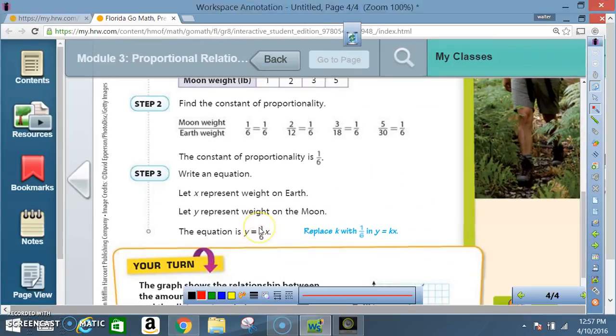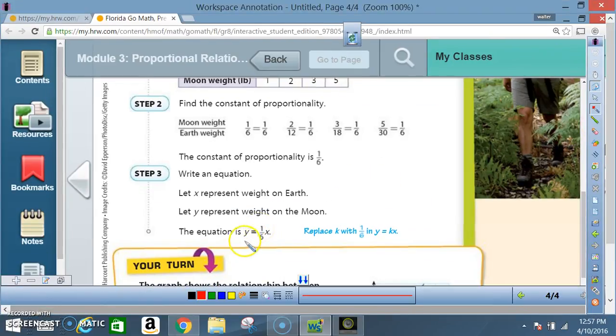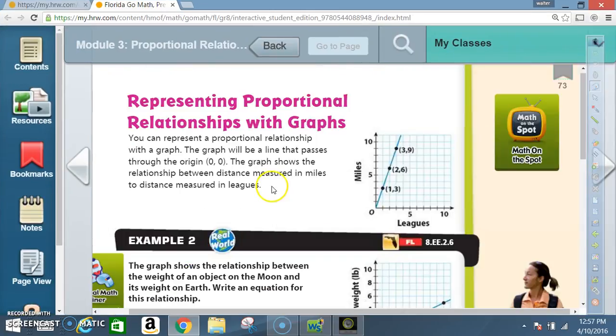And we are not forgetting that our equation is following y equals k times x. x is the same, k we found out was 1 over 6, and y is the same. Okay, now let's take a look at one more example just to be sure that we have it down.